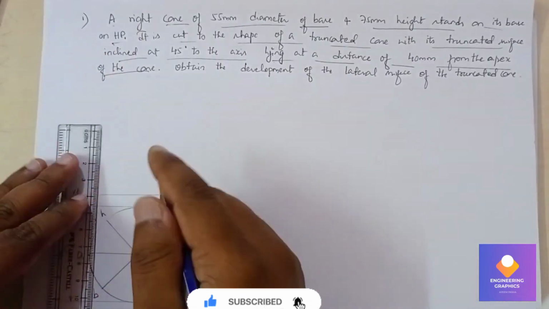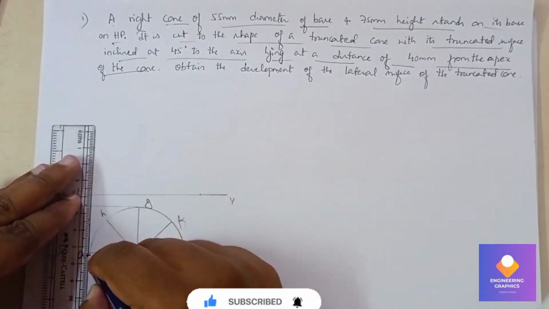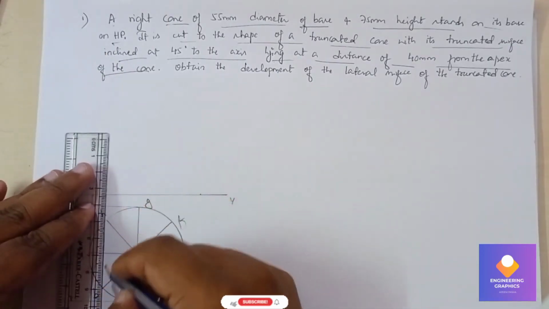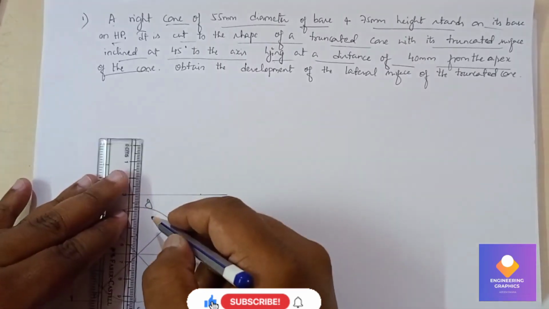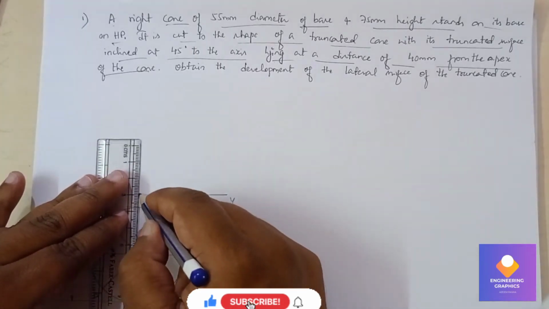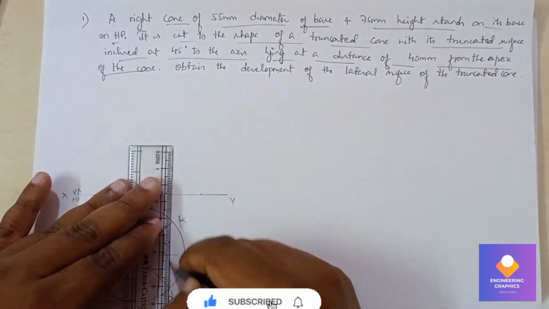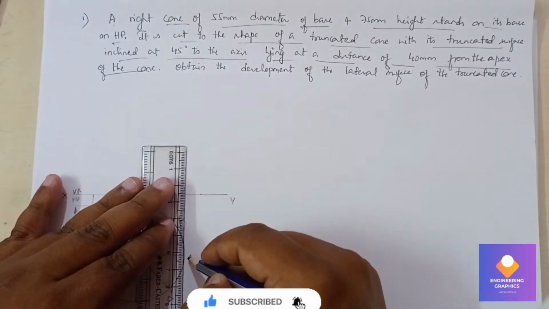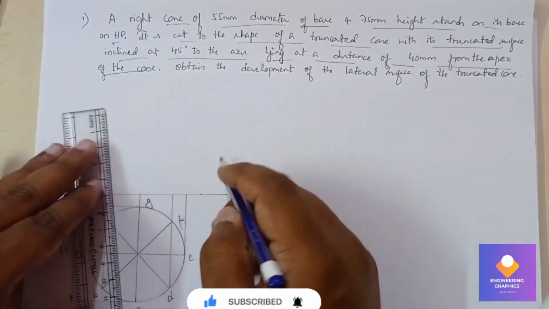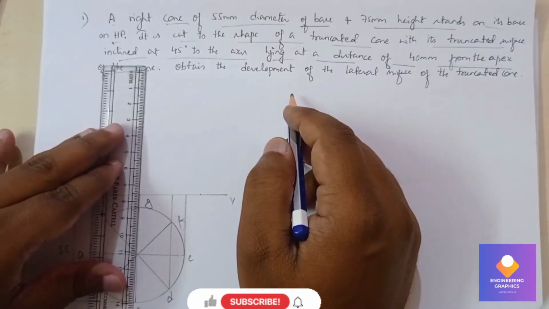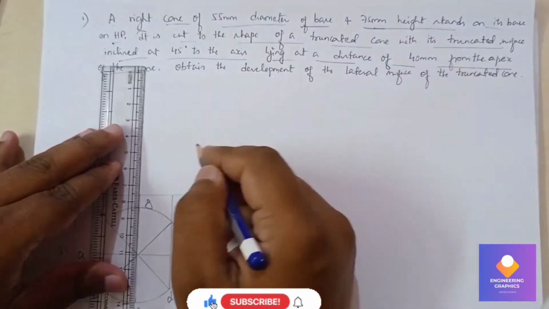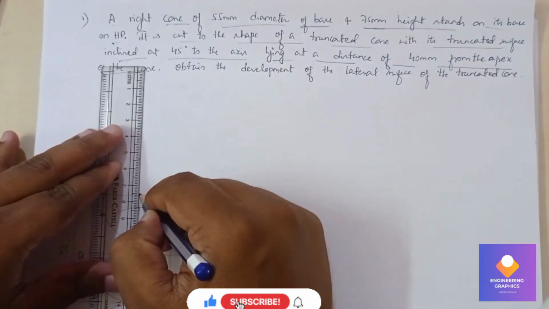Now project the lines on the XY line. Then you need to draw an axis for a height of 75 mm, so draw an axis for 75 mm.